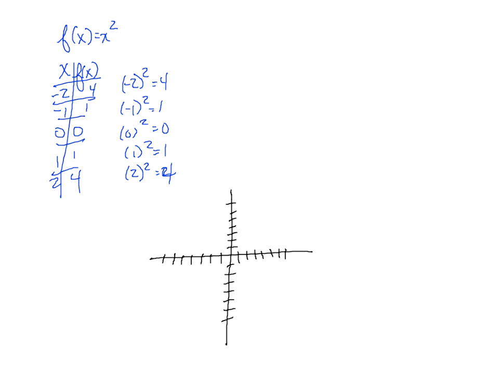So if I go to graph this, I'm just going to plot the ordered pairs that I found. -2, 4, about right here. You have to use your imagination a little bit on my graph. -1, 1, 0, 0, 1, 1, 2, 4. Okay, so there's our first one.